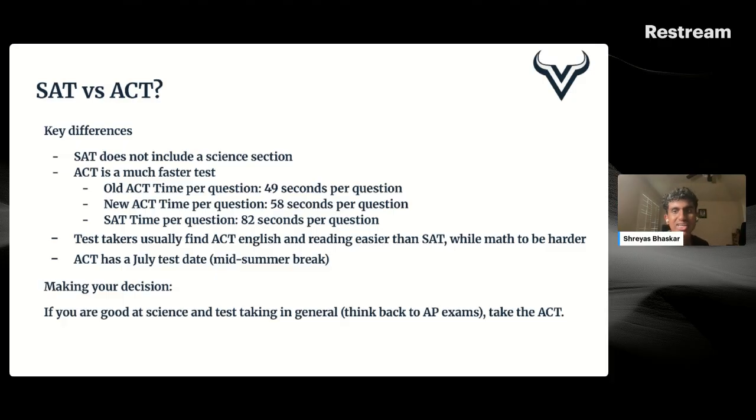The first thing is that the SAT does not include a science section. It only has some data analysis questions in the reading section. So it does not include a specific science section like the ACT does. Another difference is the ACT is a much faster test compared to the SAT. The old ACT time per question is 49 seconds per question. So this is the paper. New ACT time per question is 58 seconds per question. The SAT time per question is 82 seconds per question.